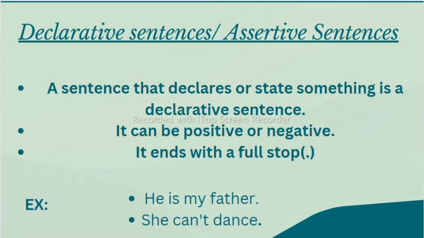Now let's see the first type of sentence, the declarative sentence, also called assertive sentence. What is a declarative sentence? A sentence that declares or states something is called a declarative sentence. Declarative sentences are of two types, positive or negative, and they end with a full stop and start with a capital letter. As you can see, "He is my father," "She can't dance." This one is a positive sentence and this one is a negative sentence. So in declarative and assertive we have both types, positive and negative.